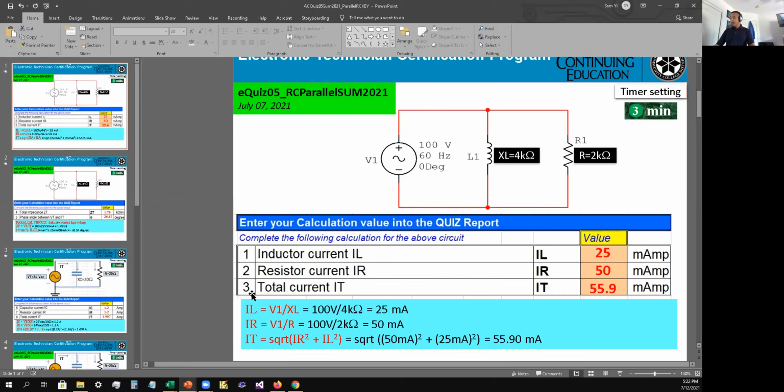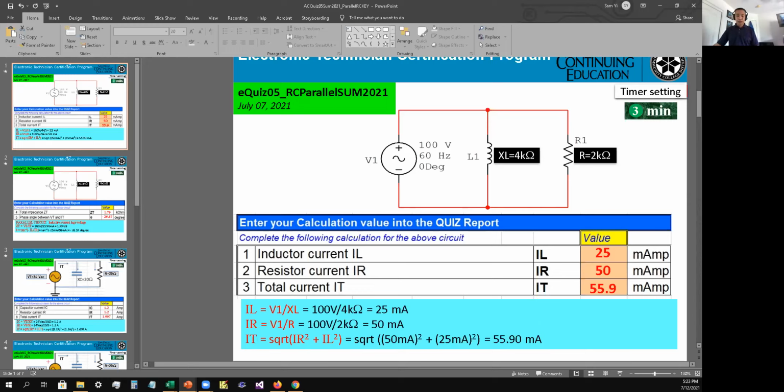And then number 3, the total current IT. IT equals the square root of the quantity IR squared plus IL squared. You substitute into that formula: the square root of the quantity 50 milliamps squared plus 25 milliamps squared. That comes up to approximately 55.9 milliamps. So the I total is 55.9 milliamps.